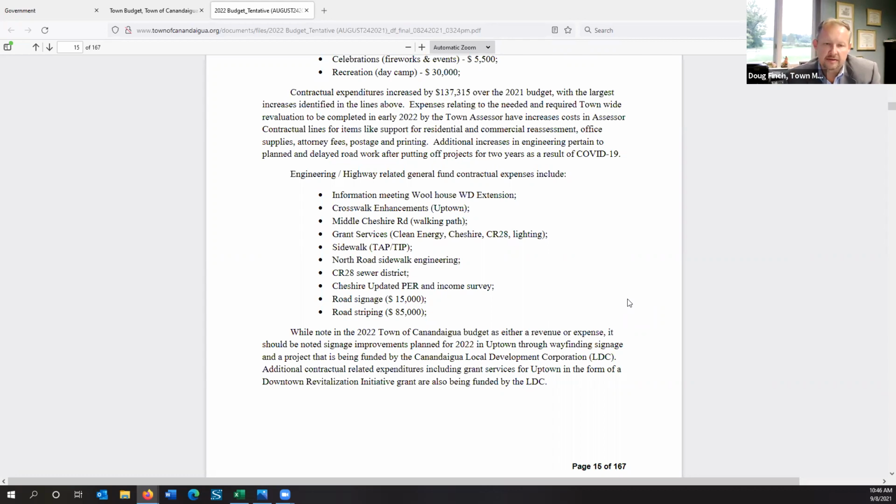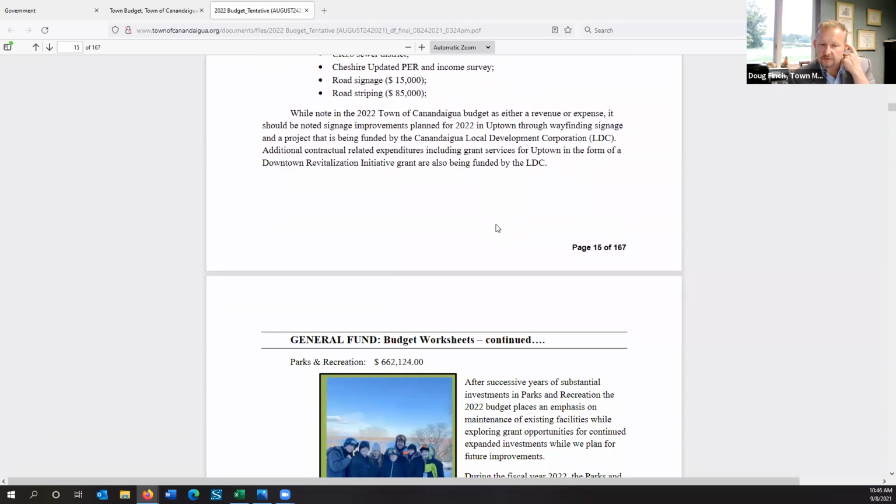And also, I just want to point out here, this is mainly for engineering and grant services relative to crosswalk enhancements in Uptown, and taking a look at the continuation of the pathway along Middle Cheshire Road.